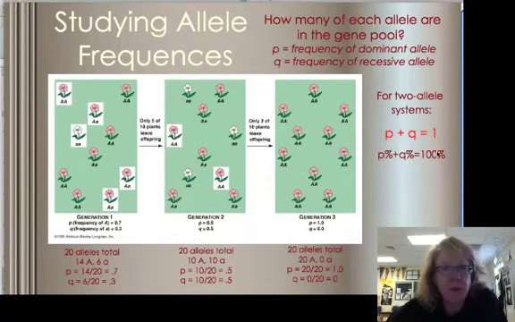Keep in mind that whenever we have two alleles, that P plus Q, the frequency of P plus the frequency of Q, always has to add up to 1, because frequencies are, like I said, like percents. So P plus Q equals 1. That's a rule that we're going to use here as we move on.